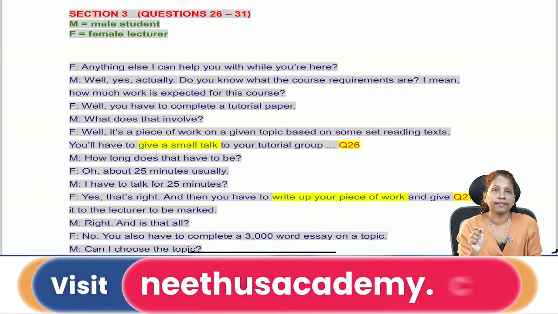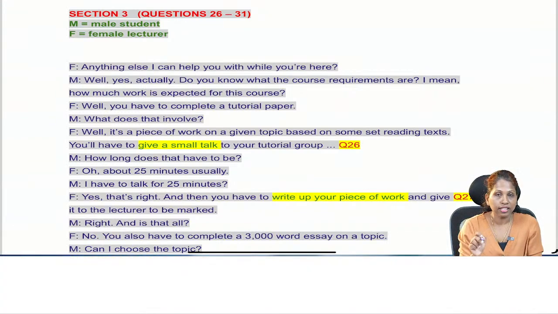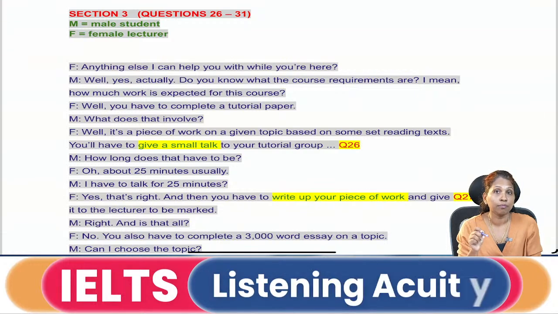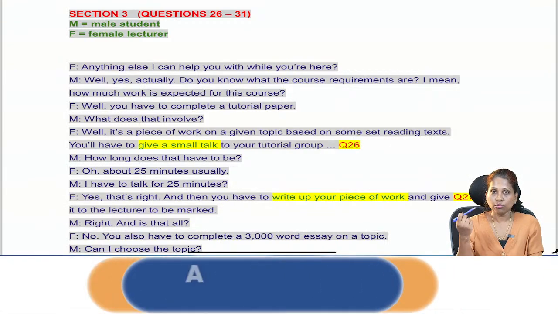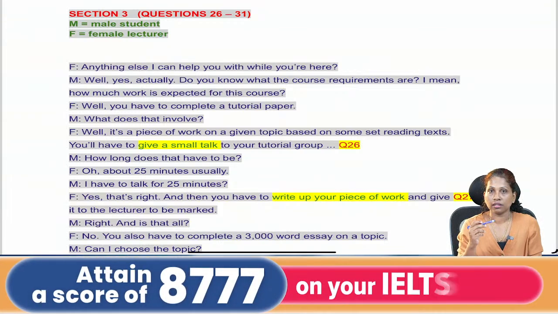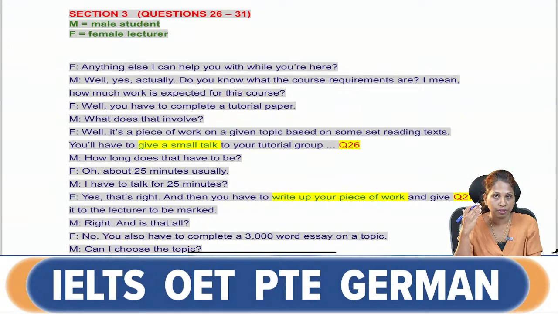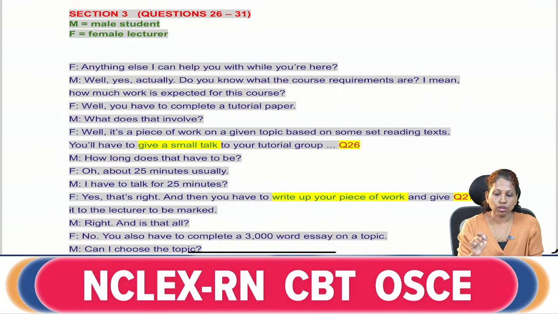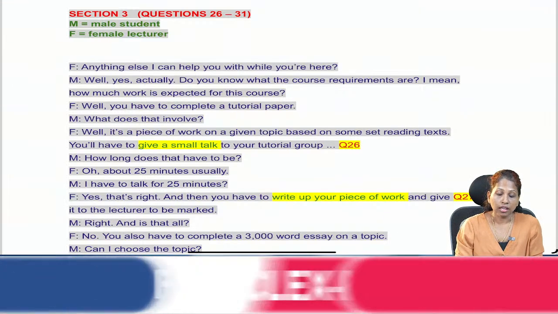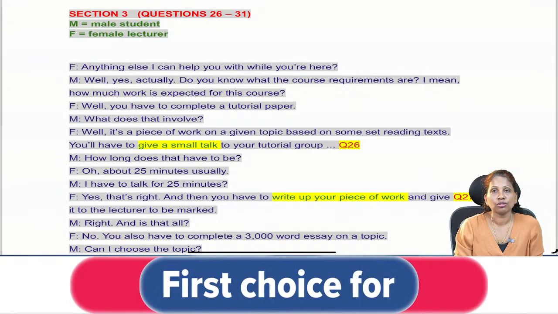So there comes your title, course requirements, what we are looking for in our questions from 26 to 31. That's the keyword there, so that is how the title will help you. The moment you have noted that title in your question and the moment in the audio clip the speaker says course requirements, you become alert. That means you know your information is going to start from here. Course requirements are, I mean, how much work is expected for this course?